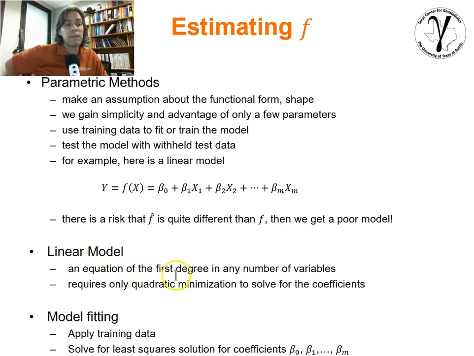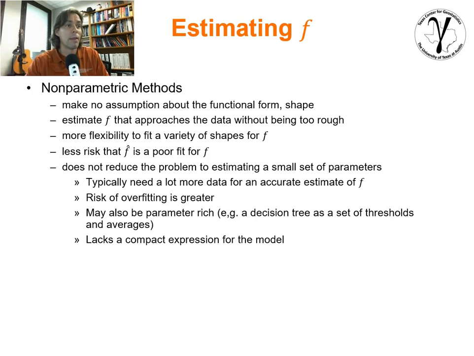Linear model, an equation of first degree of any number of variables. Of course, that's wonderful. Requires only quadratic minimization to solve for the coefficients. It's just so easy to work with. We wish the world was linear. We wish the world was Gaussian, but often isn't. Model fitting, we apply the training data, and we can solve for least squares solution, coefficients, and so forth, but then we always have to be concerned about testing the model, and more on that later.